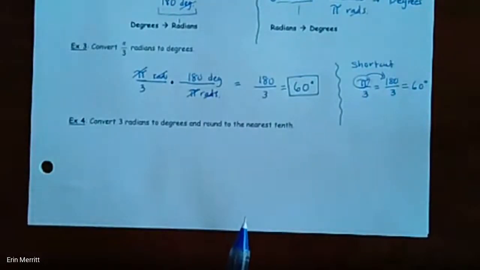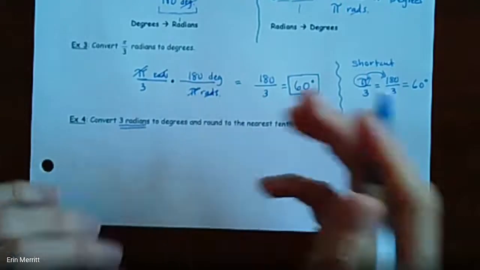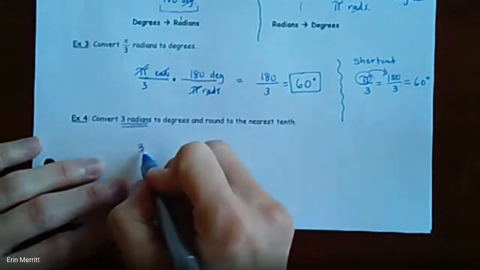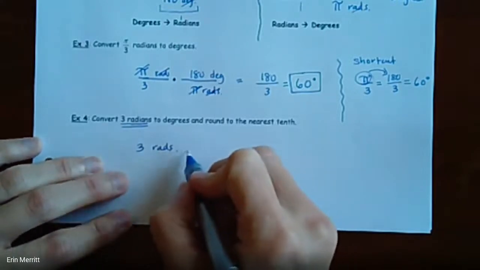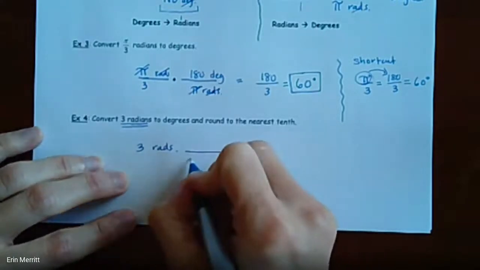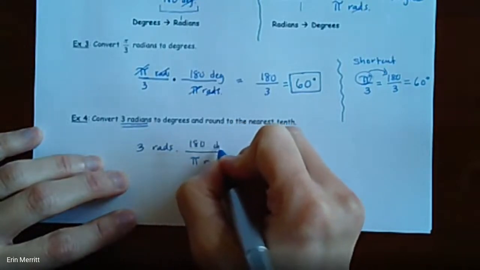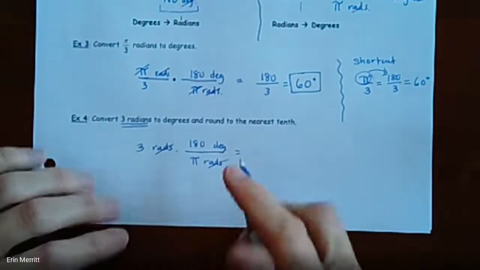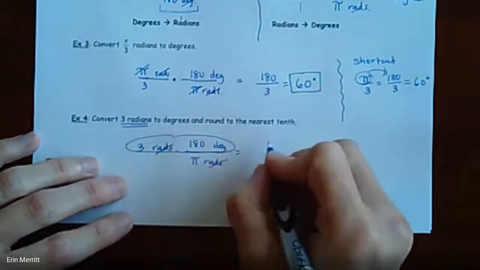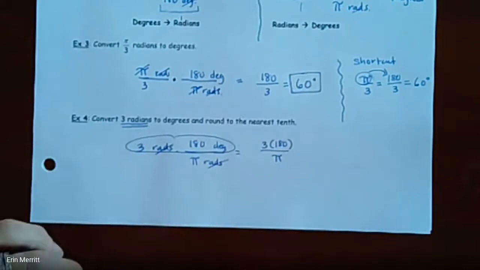So as an example, there's number 4 right there. If I said convert 3 radians to degrees, all right, 3 radians, and you can write rads, that's perfectly fine. You are going to multiply. I want radians to cancel, so pi radians goes on the bottom, 180 degrees goes on top, rads for rads cancel, but nothing else cancels at the moment. So multiply your numerator together, so 3 times 180. Your denominator would just simply be pi.